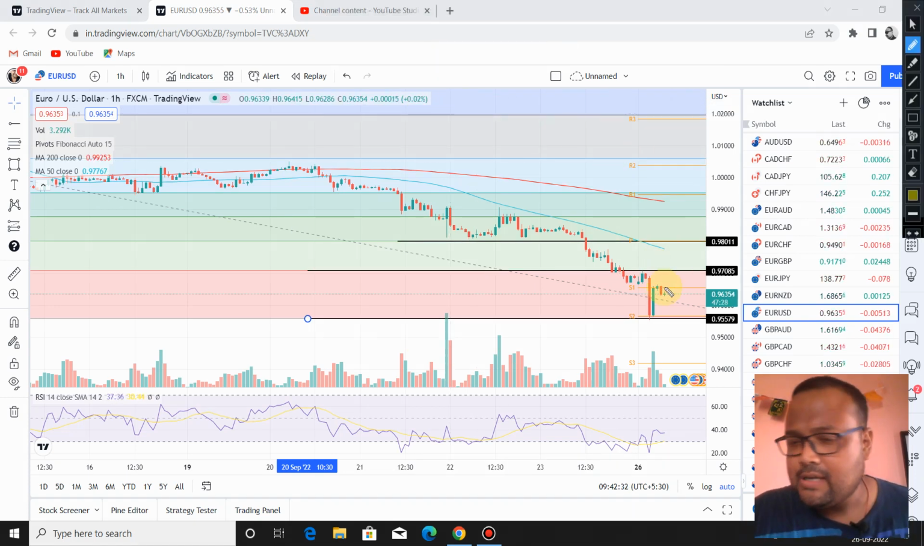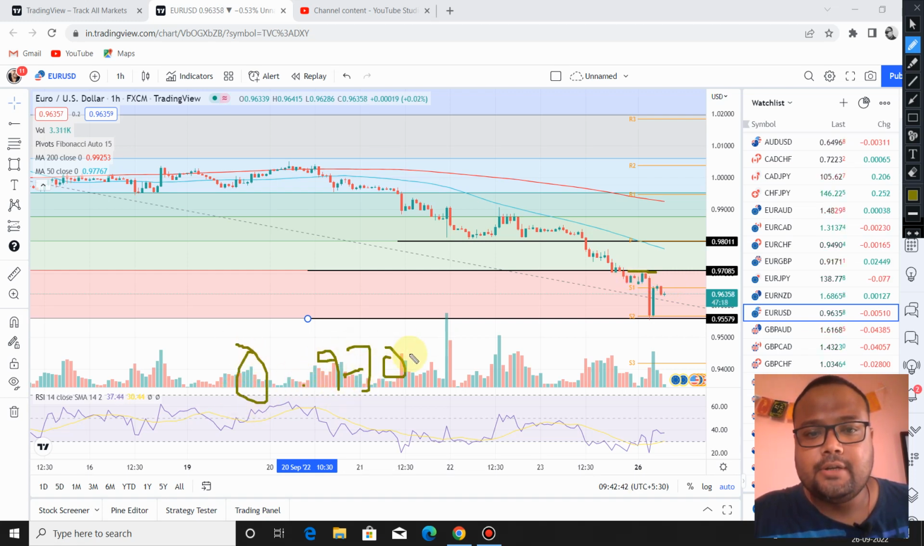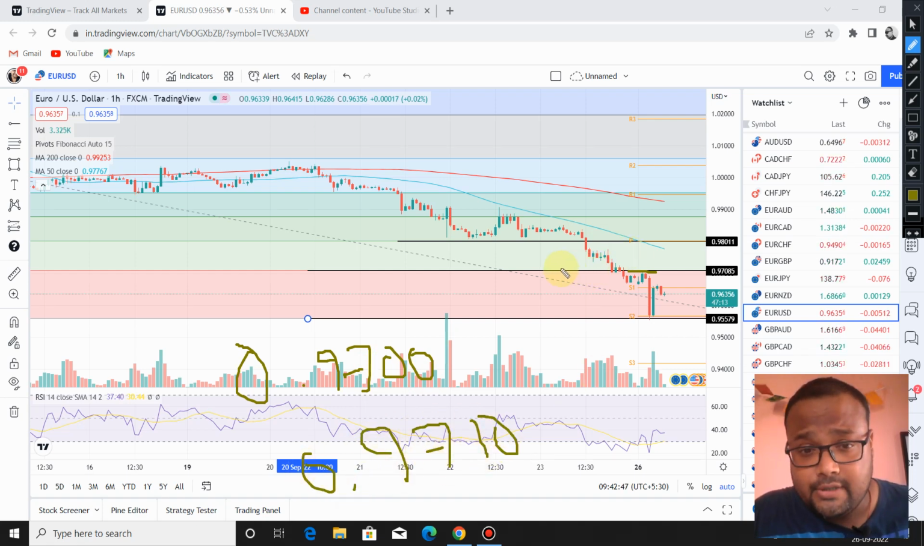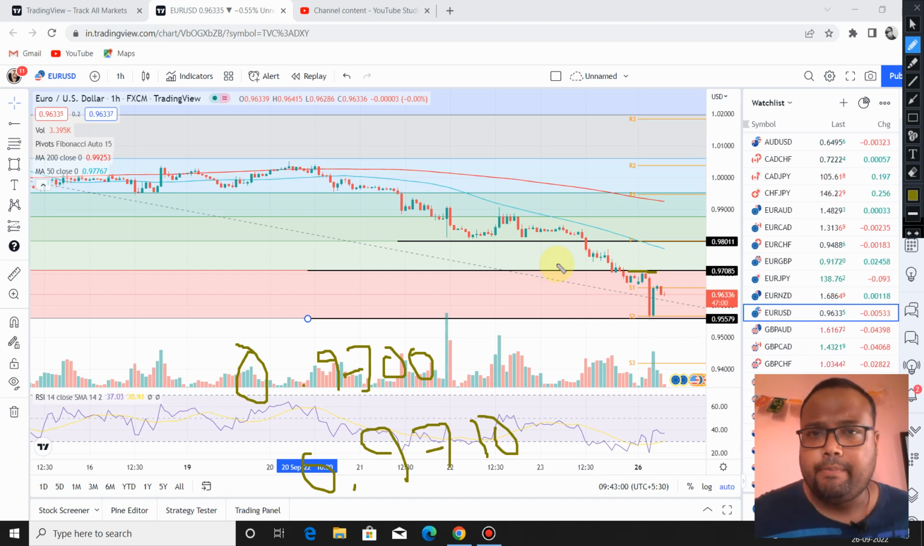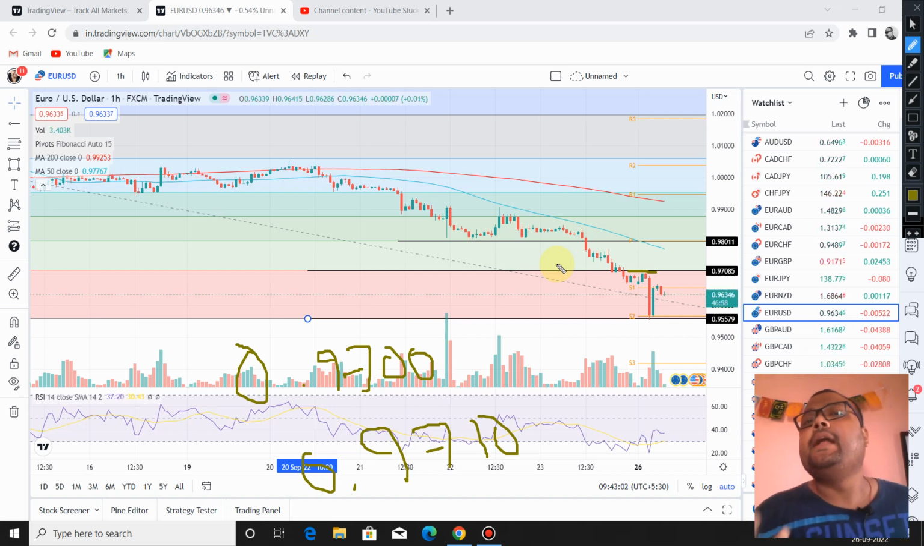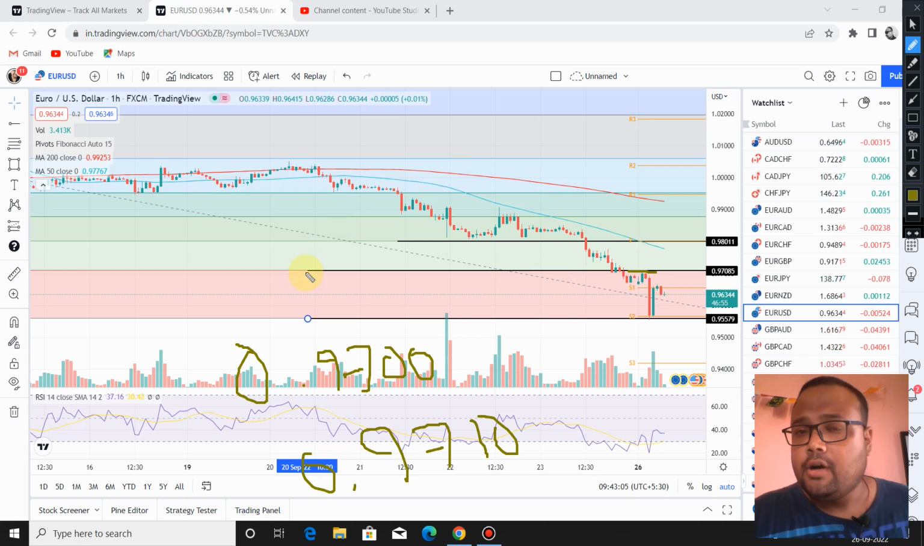If the market goes up during the day, listen to me carefully, around this level, 0.9700, 0.9710, observe the market first. If you see that the market is struggling around this level, 0.9700, 0.9710, if you see price being rejected from above, the market forming shooting star kind of patterns or bearish engulfing patterns, then you can take a sell position, because we have the Fibonacci 23.6% retracement level.